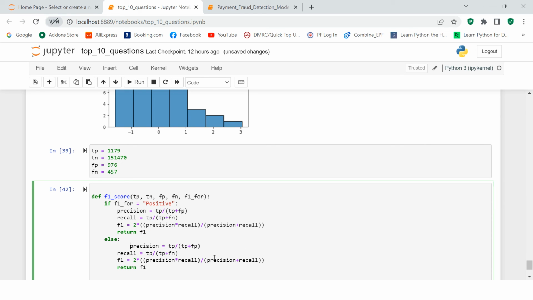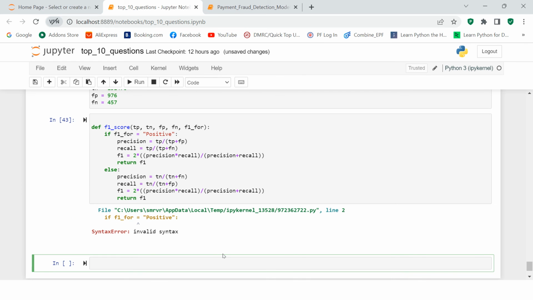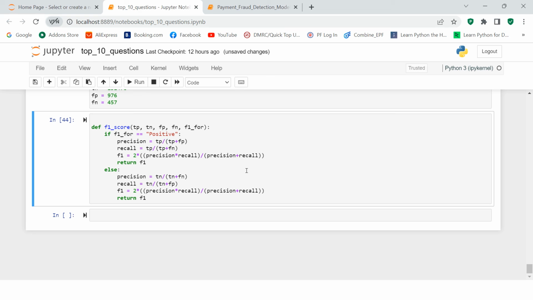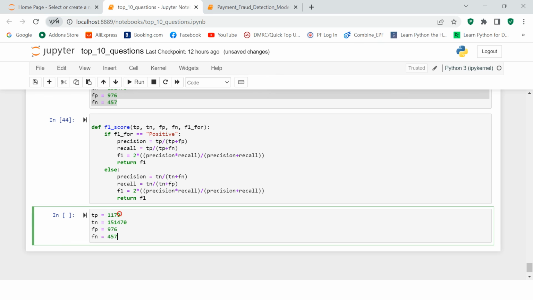So this is the same thing I would repeat for this part. Here we go. The only difference we are going to make is that this will be for negative, right? So for precision, true negative divided by true negative plus false negative, and for recall we're going to say true negative divided by true negative plus false positive. Okay, now that is it. So that's it. Oops, there seemed to be some problem. If F1_for equals, oops, here I just need to do this. Okay, that is it.